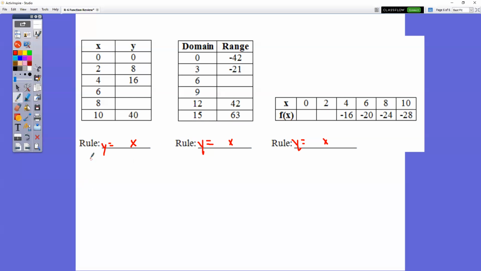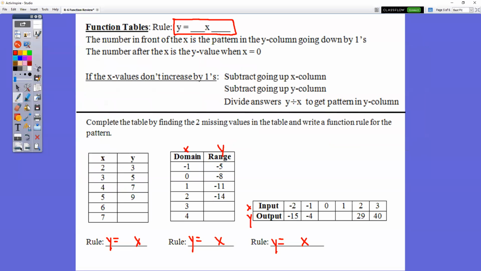When they go by 2s, 3s, or 5s, remember, you have to use this rule: subtract, subtract, divide. Subtract going up your y, subtract going up your x, and then divide. You're going to divide your y answer divided by your x answer. But we're going to get to those in a second. Let's go back to the ones that go by ones. You could use subtract, subtract, divide on this type of question if you want to, but you don't have to.